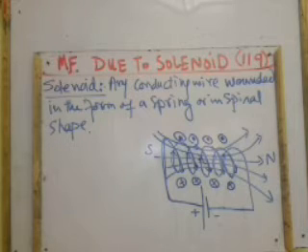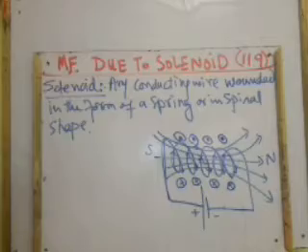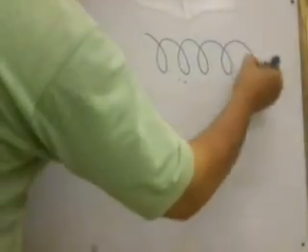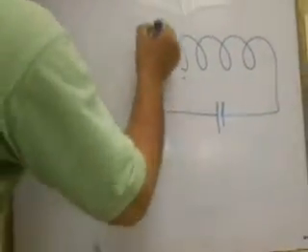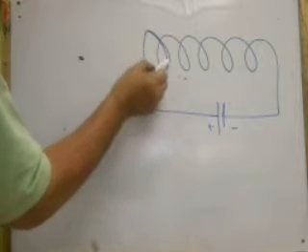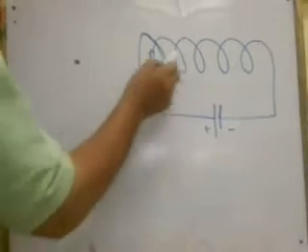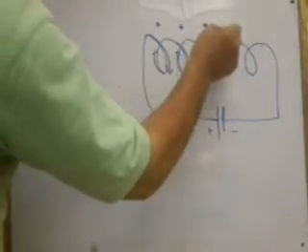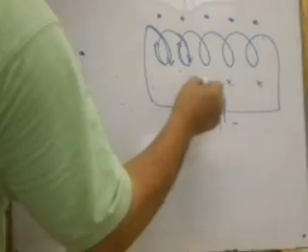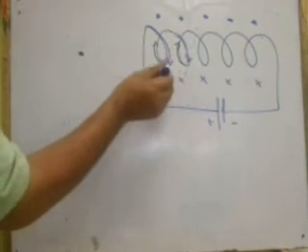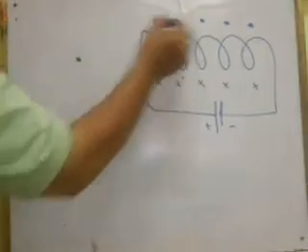In order to find the magnitude of the magnetic field of the solenoid, we can use it like this, a solenoid with positive and negative. The current is moving out of the board in this loop, into the board in this loop, out of the board here, into the board here. So we can show dot and cross. Cross shows that the direction of the current is into the board at the bottom and out of the board at the top.